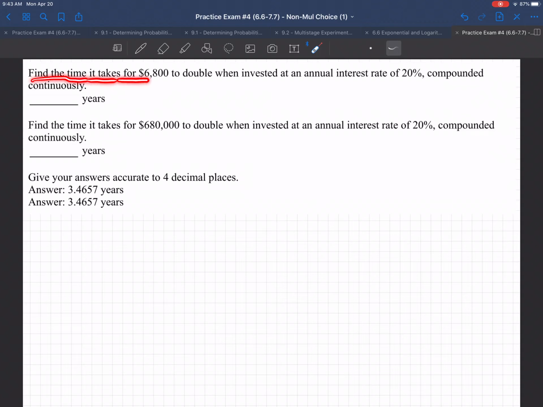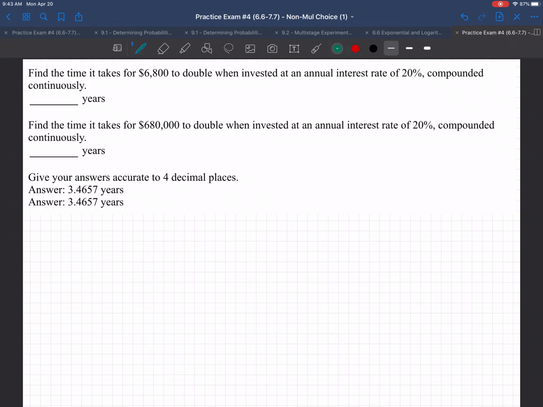Find the time it takes for $6,800 to double when invested at an annual interest rate of 20% compounded continuously. So we're talking about $6,800 and we want it to double. And then part B, we're going to do the same kind of thing.